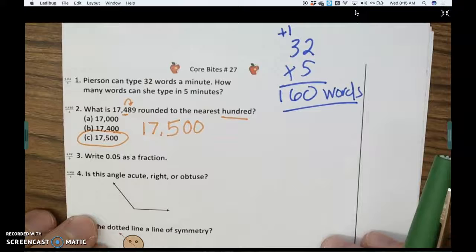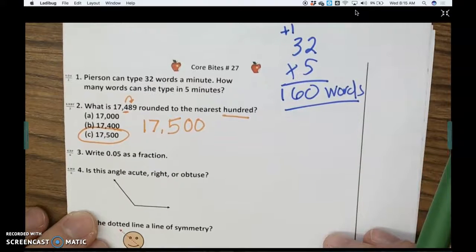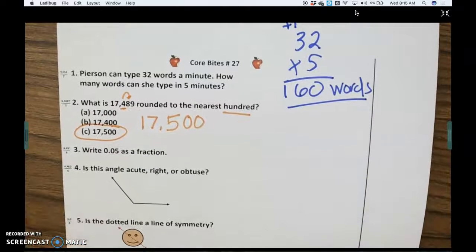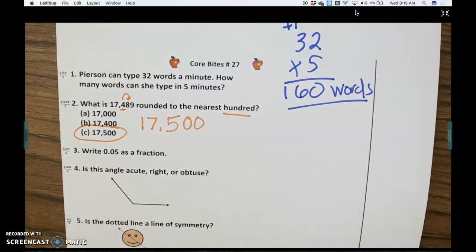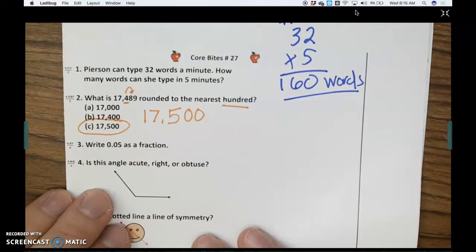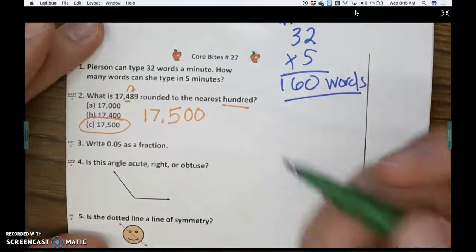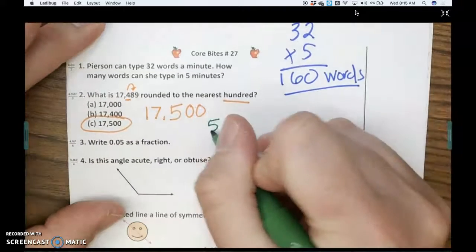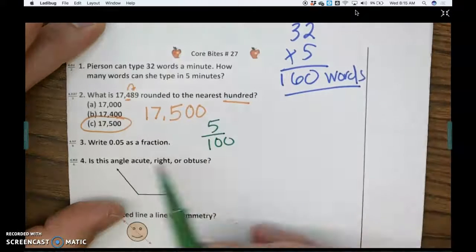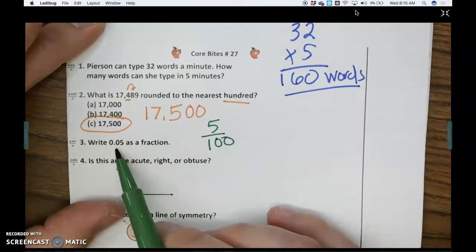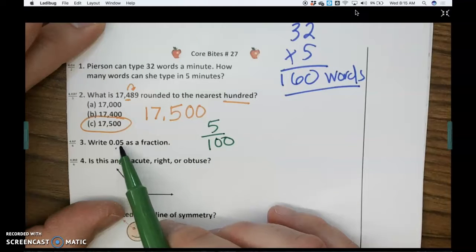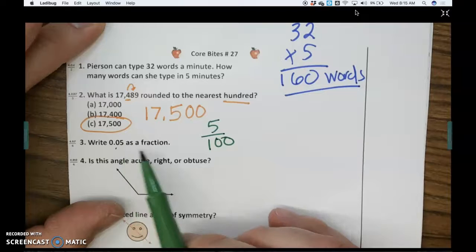For number 3, it says write 0.05 as a fraction. And the way you would actually say that is 5/100ths because it's a decimal. So you would write 5 over 100. And so we're going to learn later with decimals that this would be the tenths, hundredths, thousandths, and so on.